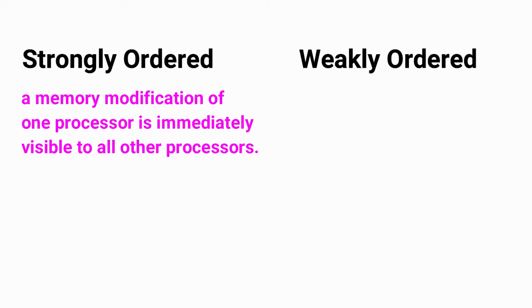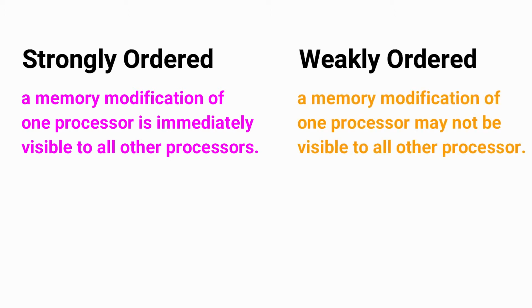Memory models can be either 1. strongly ordered or 2. weakly ordered. For strongly ordered memory models, a memory modification of one processor is immediately visible to all other processors. For weakly ordered memory models, a memory modification of one processor may not be immediately visible to all other processors. The second one is hardware instruction.